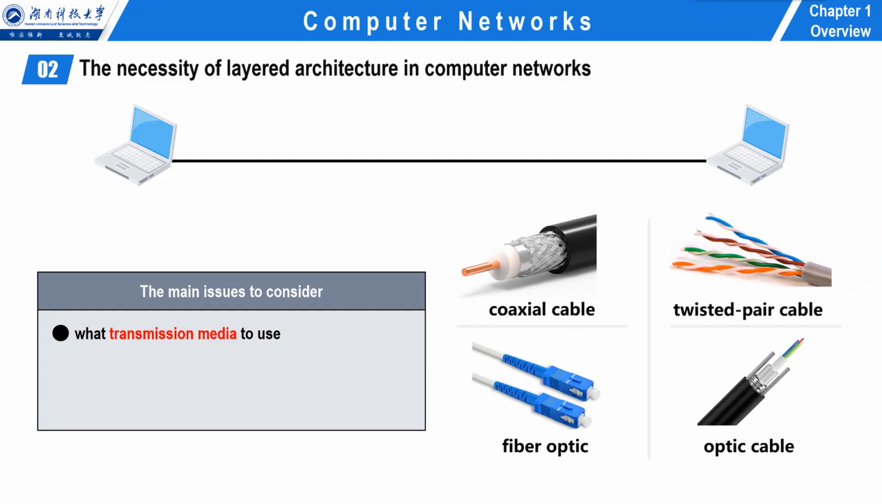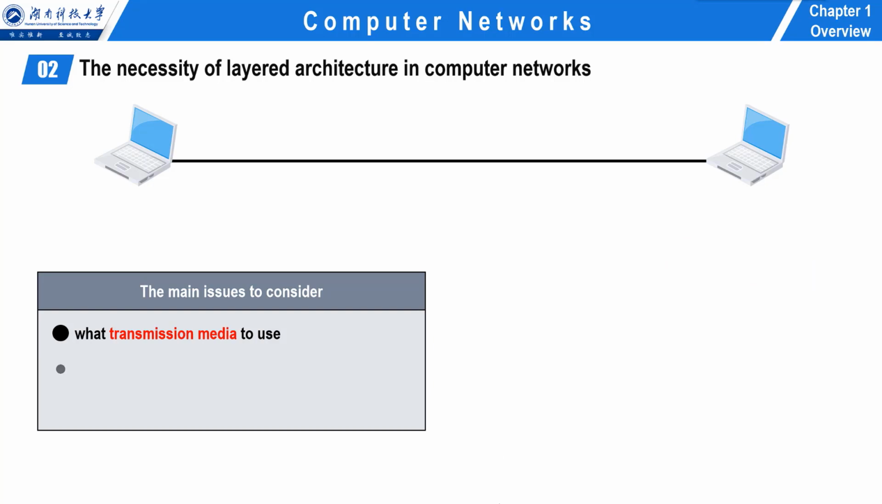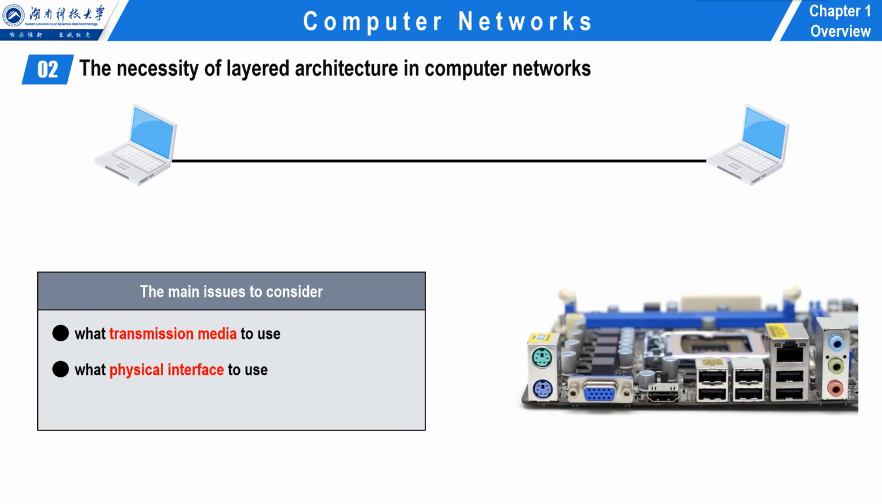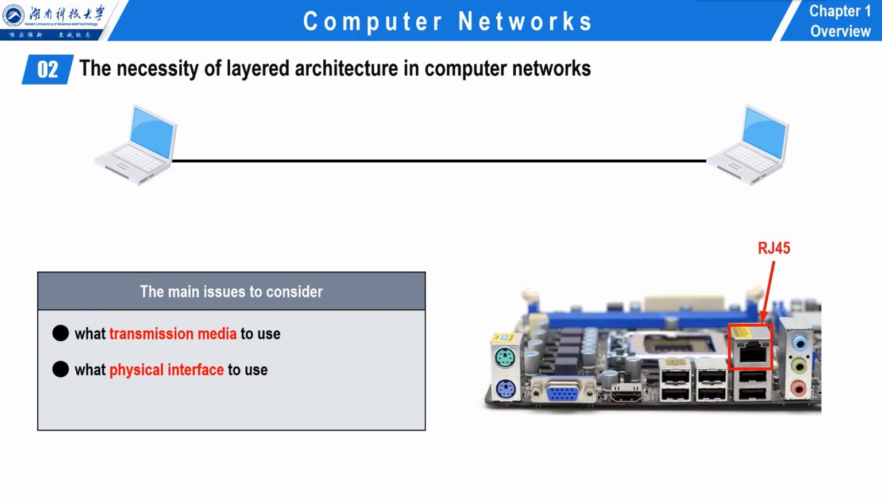Various transmission media can be used for the transmission link, such as coaxial cable, twisted pair cable, fiber optic, and wireless space. The second issue is what physical interface network devices, such as user hosts, switches, and routers, should use to connect to the transmission media. As shown in the figure, the RJ45 Ethernet interface is commonly seen on computer motherboards.